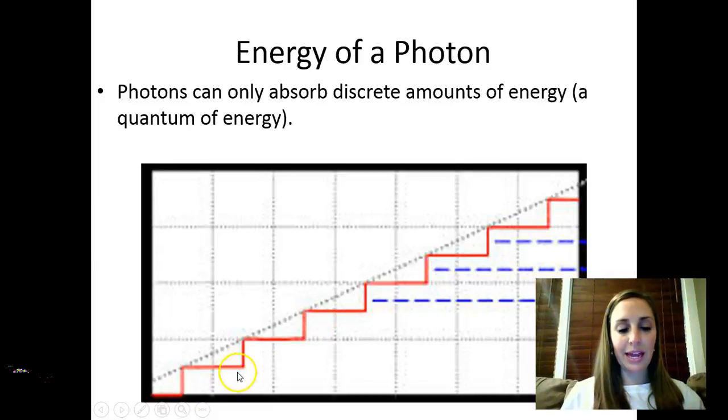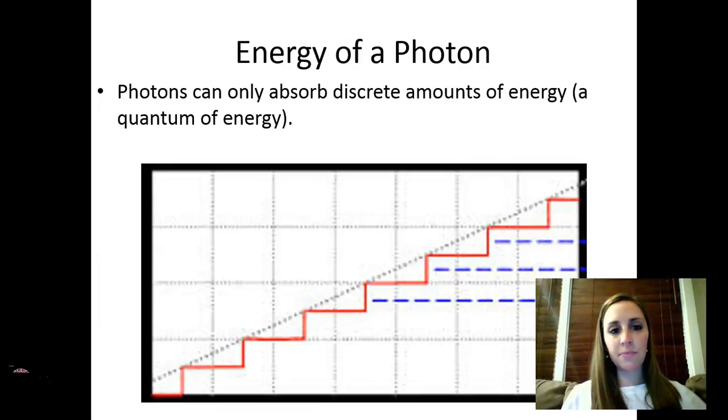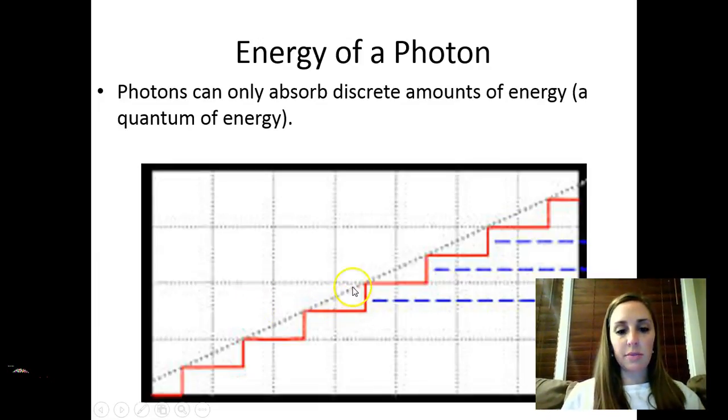So this red line kind of represents what I mean by that. An atom will absorb this much energy, or this much energy, but not these bits in between. It's like this staircase pattern, and each step is called a quantum. So this is a quantum, that's a quantum, so there are discrete amounts.